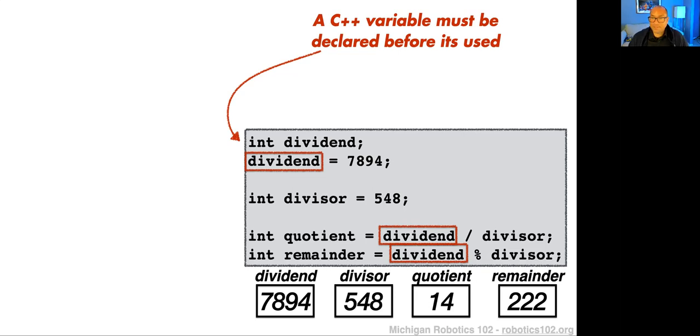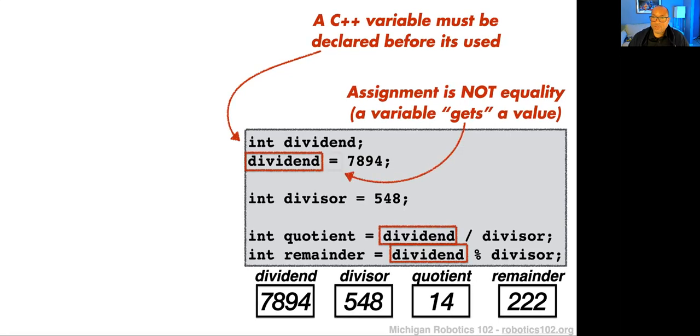In addition, when we do assignment, this equal sign right here is an operator in and of itself. This is not equality. In C++, when you say a variable takes on a certain value, you should see that as "gets." This equal sign means dividend gets the value of 7,894. It does not necessarily mean that dividend is equal to 7,894. And so assignment is not equality, and there will be subtle ways where we have to deal with this.